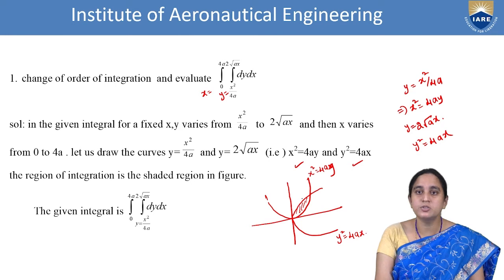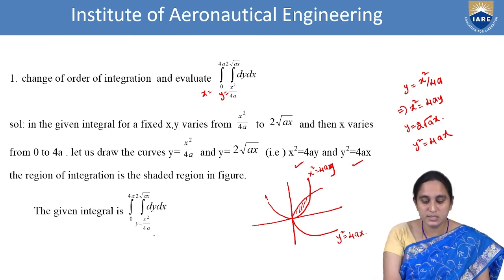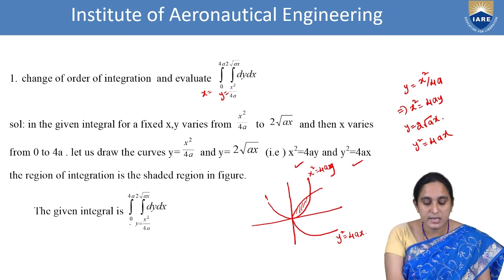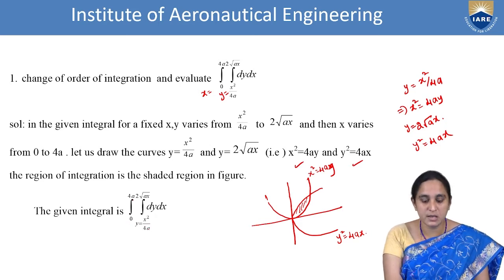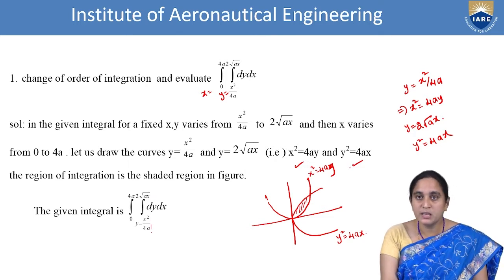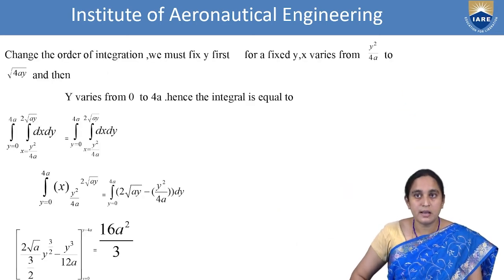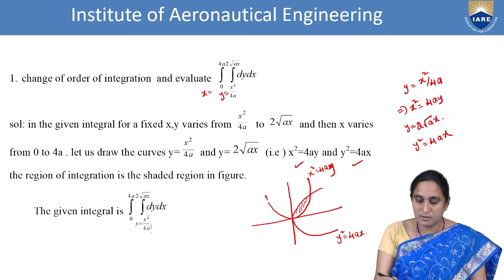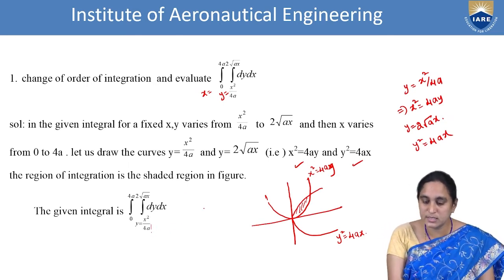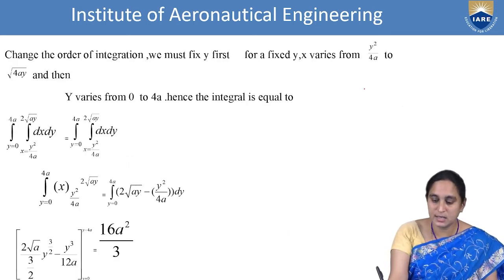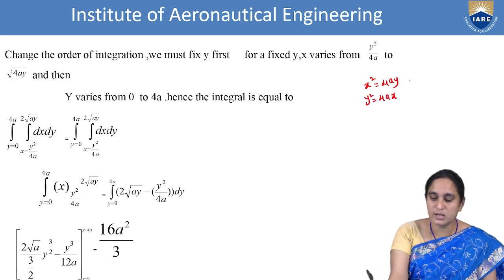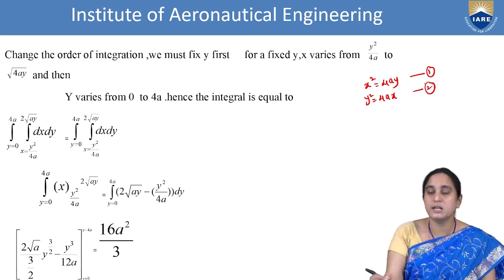By using change the order of integration. But what is the given question? From the given question, x values are fixed, y limits are in terms of x square by 4a to 2 root ax. From the given curves, first I'll calculate the intersecting points. How will I calculate that? Here x square is equal to 4ay and y square is equal to 4ax. Let us take that as the first equation and the second equation.